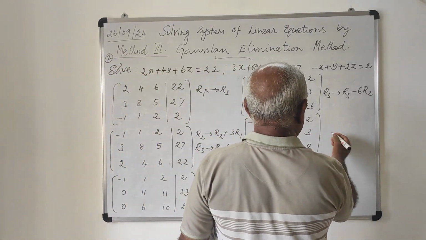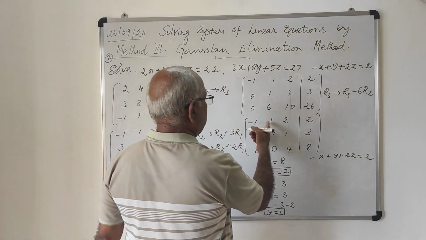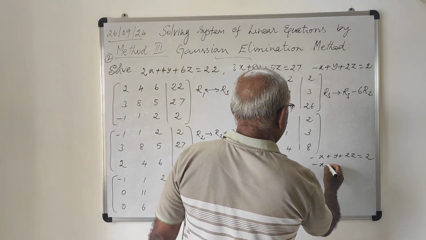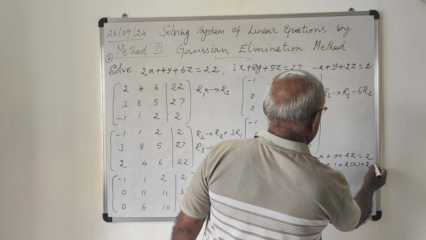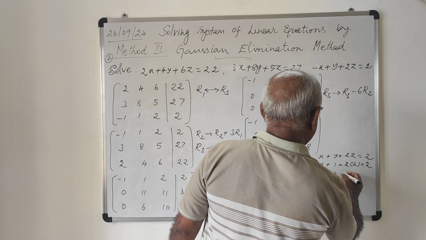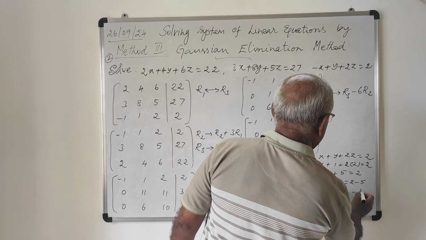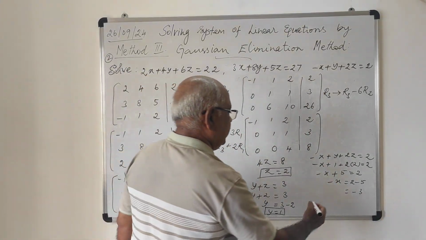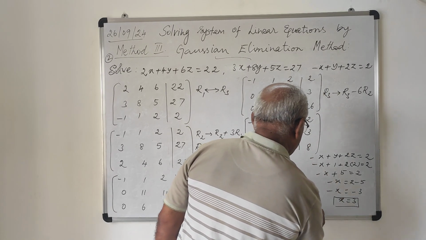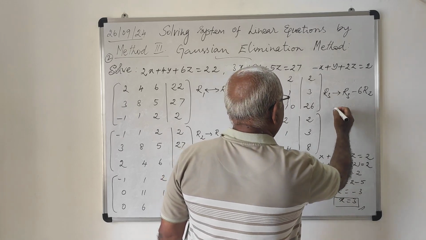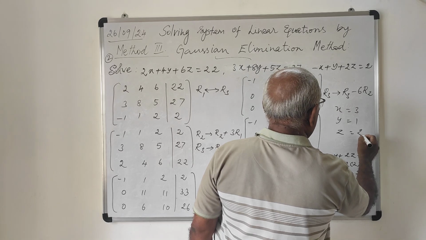Next, first row, minus x plus y plus 2z is equal to 2. Minus x plus y is 1, plus 2 into 2 equal to 2. That is minus x plus 4 plus 1, 5 equal to 2. Minus x equal to 2 minus 5. That is equal to minus 3. Minus x equal to minus 3. So x equal to 3. Therefore, the values are x equal to 3, y equal to 1, z equal to 2.